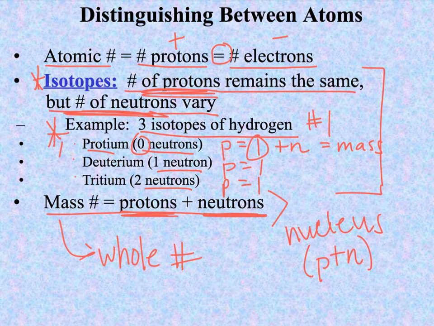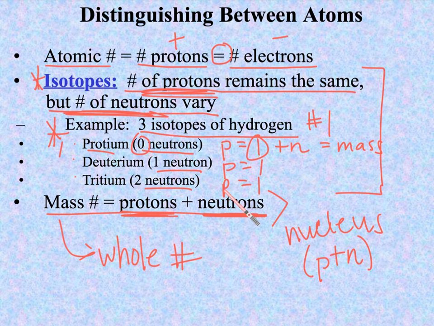If we take a look at the next one here, this is deuterium. So 1 plus 1 equals 2, and that's where it gets the prefix "du", because that means 2. Now we look at the third isotope, 2 neutrons plus 1 proton gives us a mass of 3. That's why it's called tritium. That is an example of an isotope.